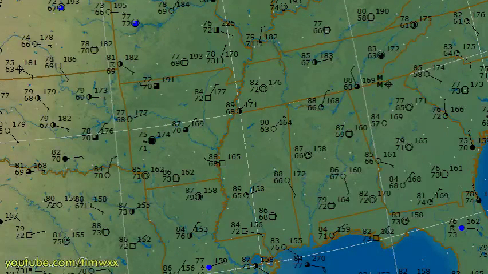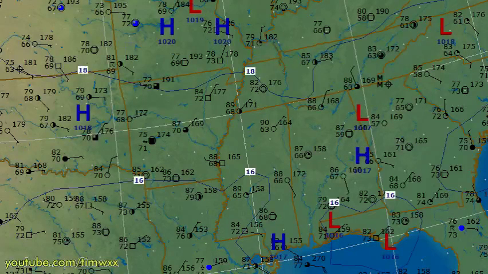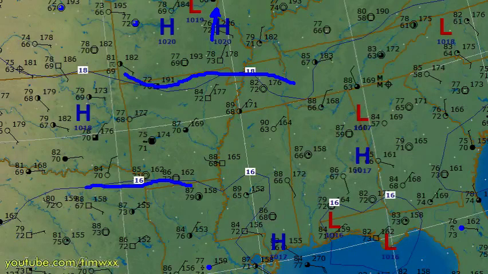And of course we can always fall back on just the isobars. So let me plot the pressure every 2 millibars. Pressures are very weak, but we can see 1018 up here in Arkansas. Up to the north there's a 1020 off the top edge. But down here is a 1016.